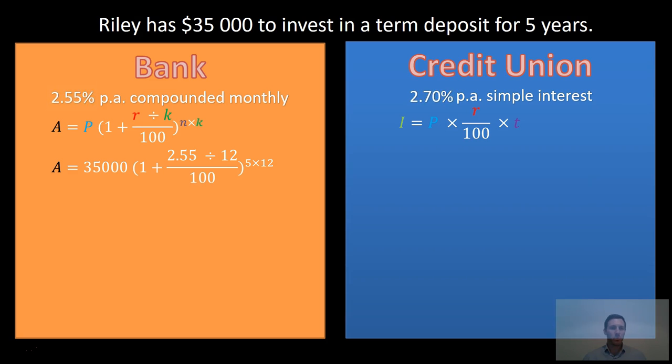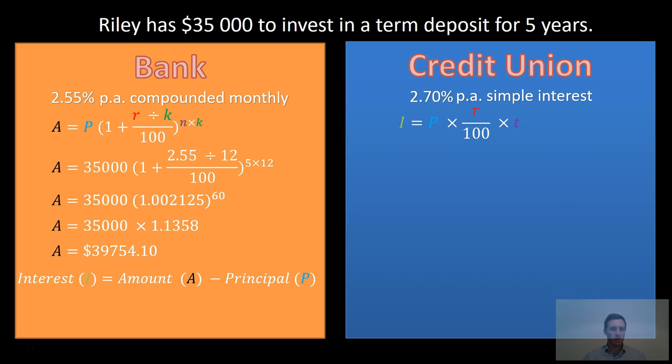We substitute our values into the formula. We know the principal is $35,000. This time the interest rate is 2.55%. It still compounds monthly, so we have 12 compounding periods, K, and N is 5 years. And we can simplify that. And we get the final value of the investment after 5 years is $39,754.10. To work out the interest, we take away the principal. And we get the interest earned on this investment would have been $4,754.10.